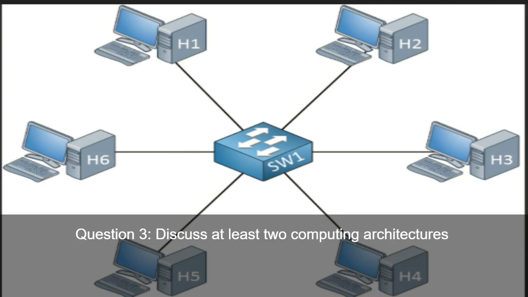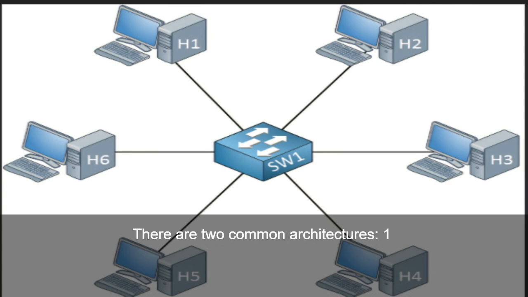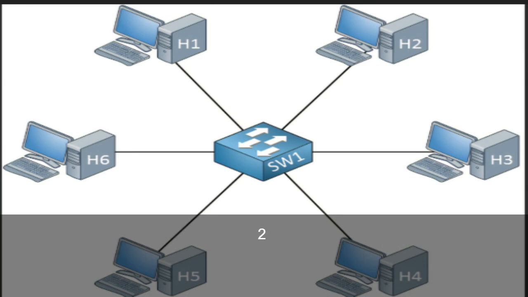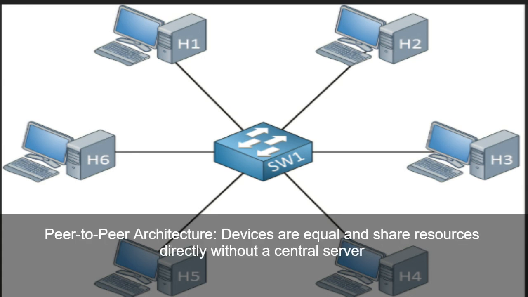Question 3, discuss at least 2 computing architectures. There are 2 common architectures. 1. Client-server architecture, clients request resources from a central server. 2. Peer-to-peer architecture, devices are equal and share resources directly without a central server.